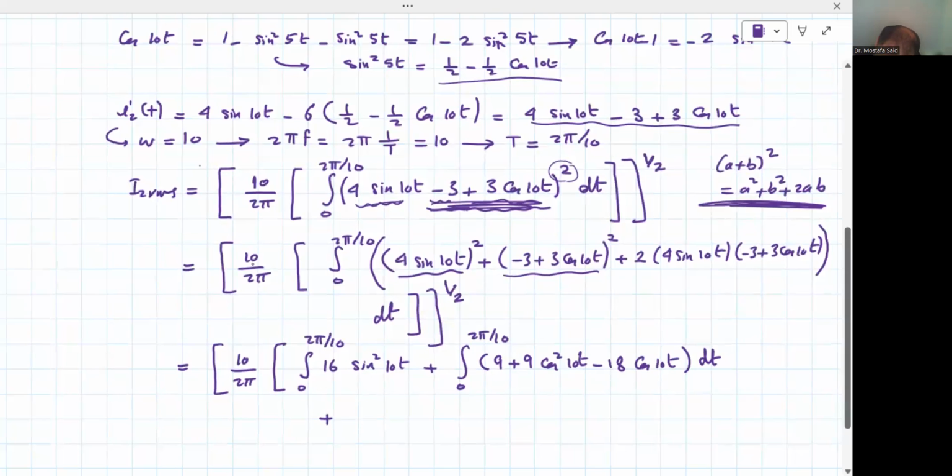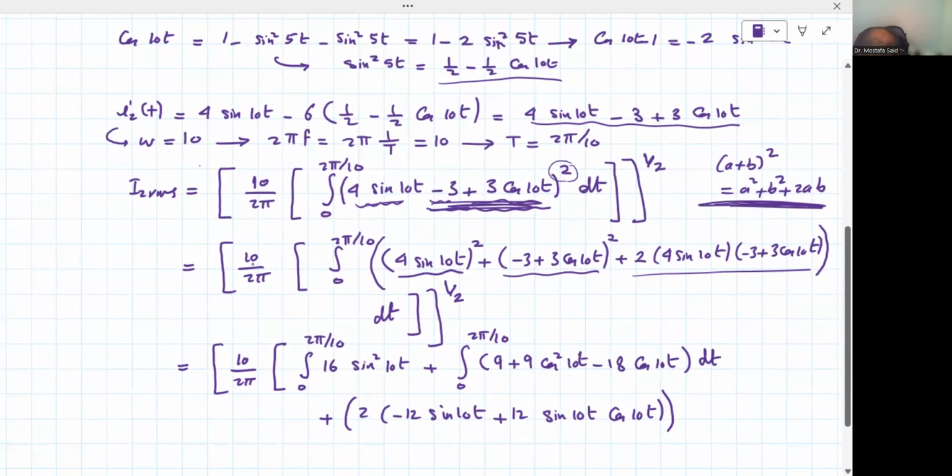Plus, and yeah, we have here these two terms. So we're going to distribute. Make it again a big bracket. So 2, then we have minus 12 sine 10t plus 12 sine t cosine 10. That's so big, I know, so big. And remember, there is another integral here, 2 pi to 10.